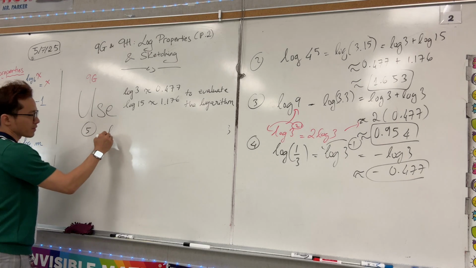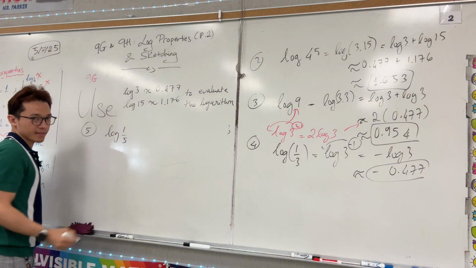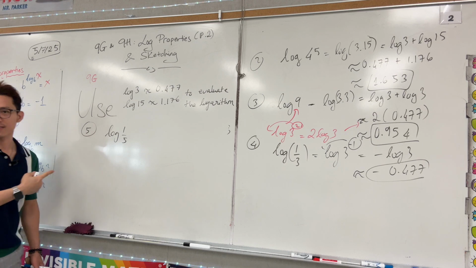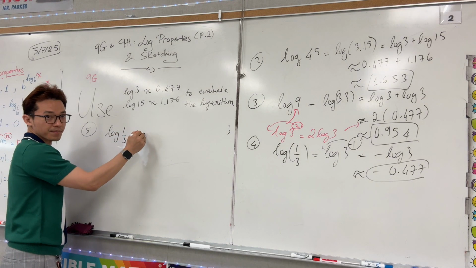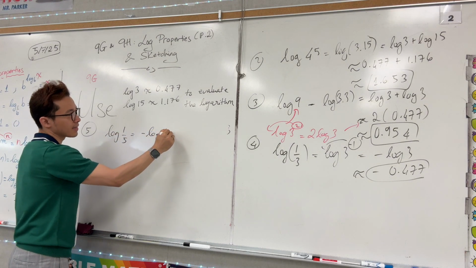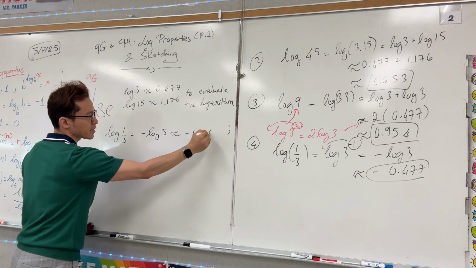So do this one by yourself. This one is easy. What is it then? Same thing, right? It's going to be negative log 5, which is negative 1.176.